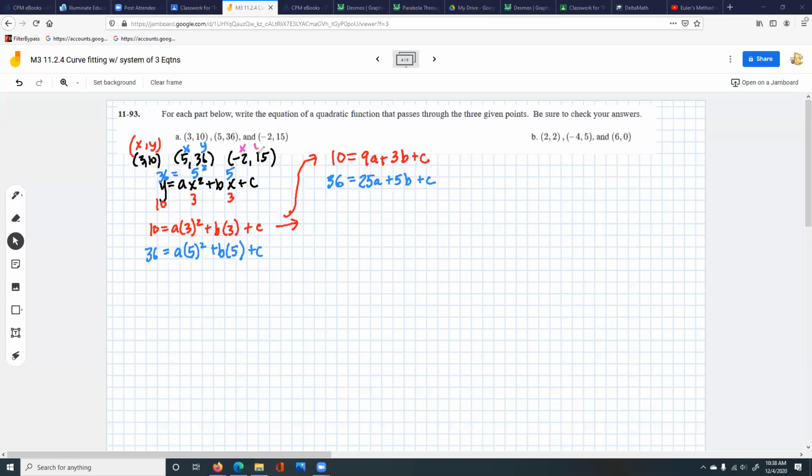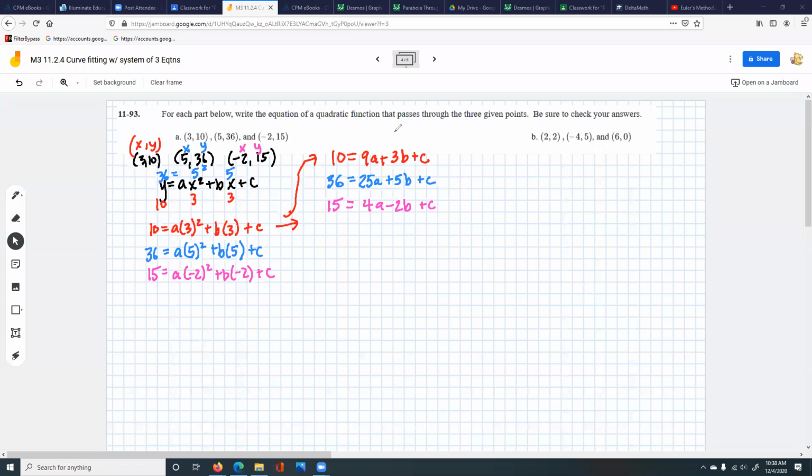This is x, this is y. So we're going to start with y. 15 equals a times x, which is negative 2 squared, plus b times negative 2 plus c. So just doing a bunch of these to get into the rhythm of where do I plug the x's. It's a little backwards because the a goes first and the x goes at the end. So it just takes practice, right? Muscle memory, actually. So 15 equals 4a minus 2b plus c.